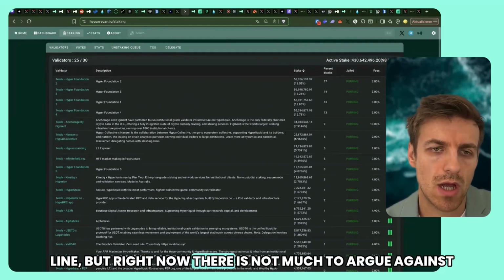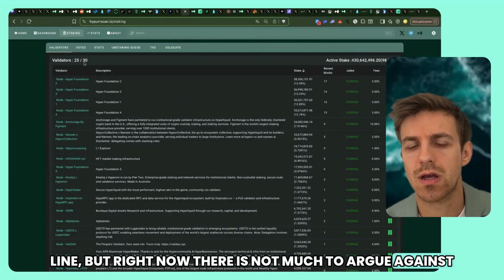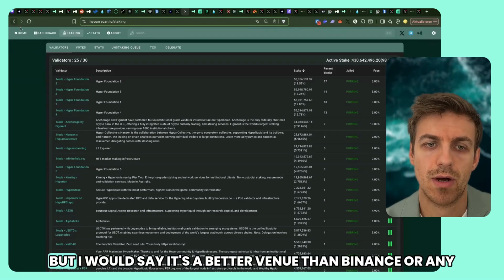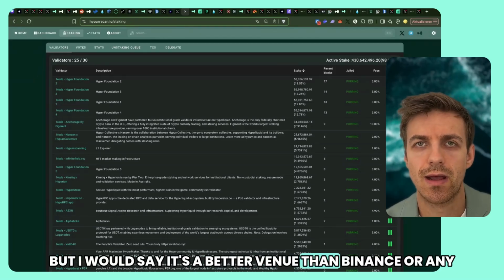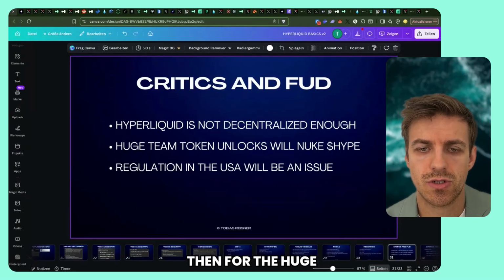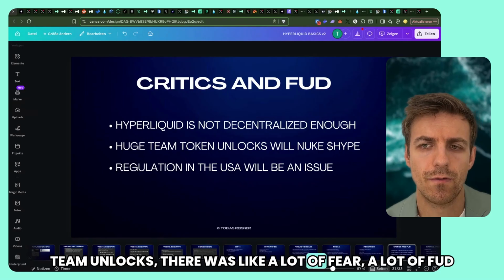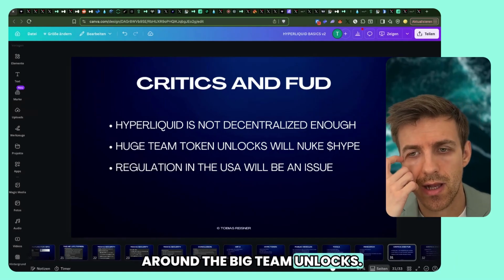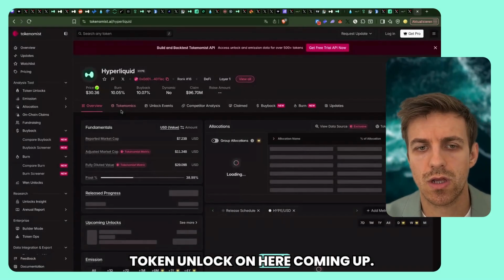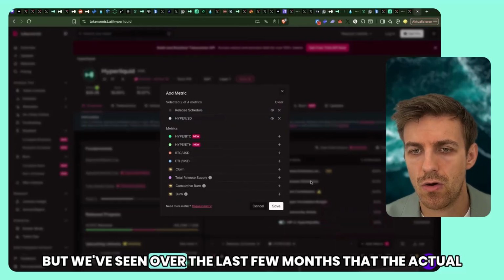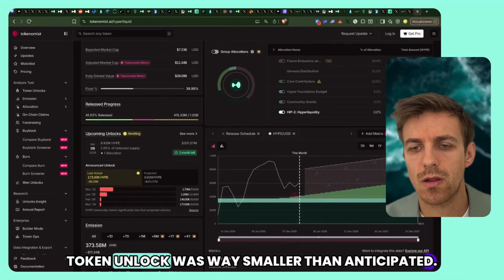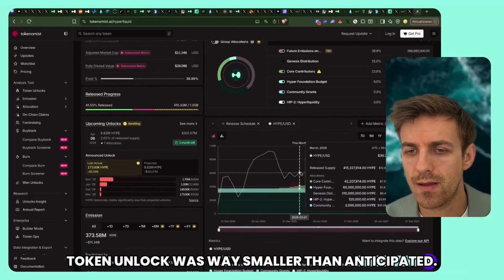But right now, there is not much to argue against the fact that it's not the most decentralized venue to trade out there. But I would say it's a better venue than Binance or any of the really centralized entities. Then for the huge team unlocks, there was a lot of fear, a lot of FUD around the big team unlocks. If you check for Hyperliquid, you will see some big token unlock coming up. But we've seen over the last few months that the actual token unlock was way smaller than anticipated.